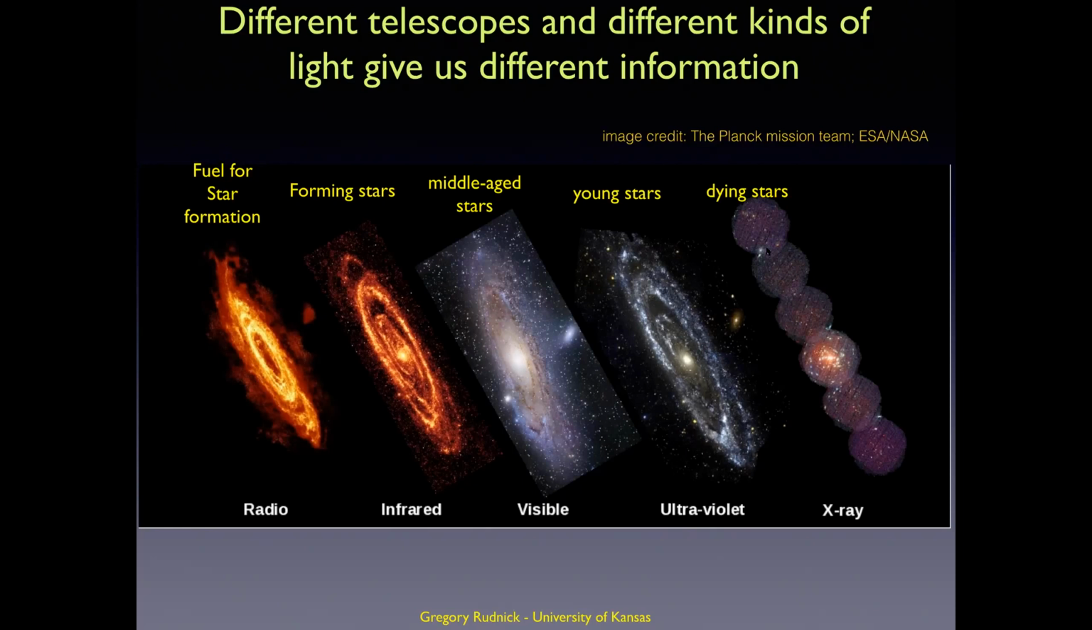Here in the X-ray, we're actually seeing dying stars. When stars die and become neutron stars, and gas from companion stars falls onto those neutron stars, it emits X-rays. And so you can see these little points are X-rays.